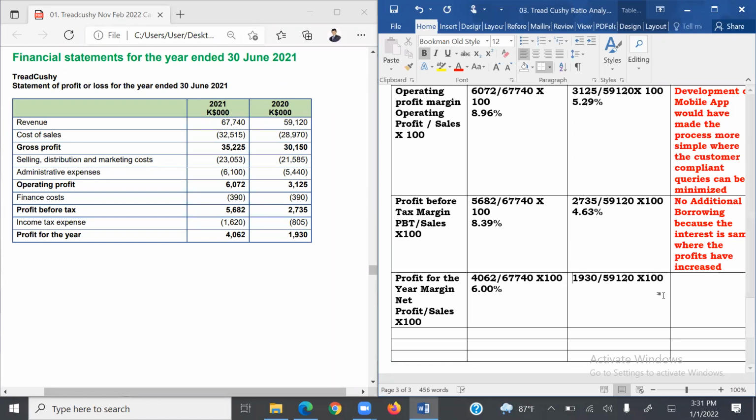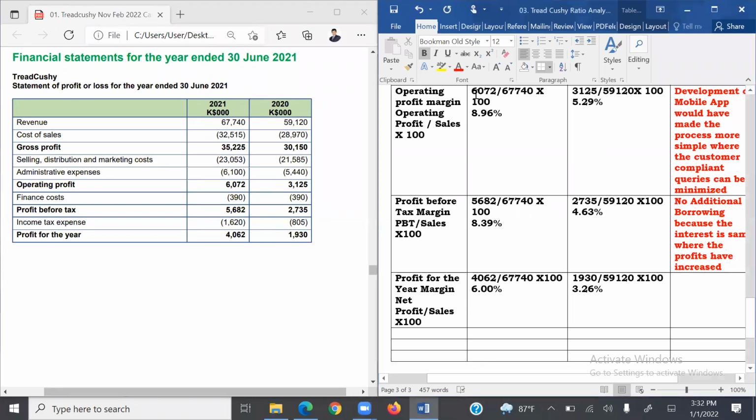And if you come for the next one, students, that is 1930 divided by 59,120 into 100. So shall we complete that as well? That should give you somewhere around 3.26, if I'm not mistaken, students, 3.26 for your answers. So students, I believe that has given a better understanding. Thank you very much, students.